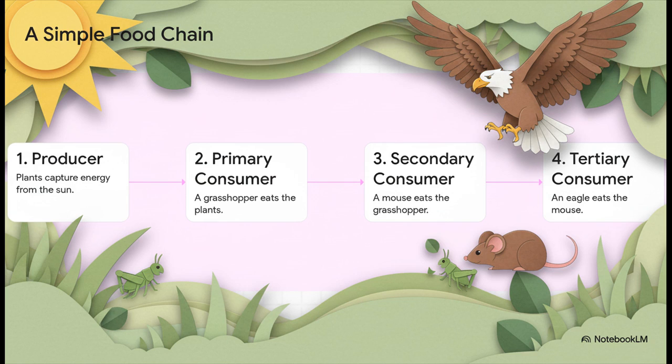Then along comes a grasshopper. That's our primary consumer, and it munches on the plant. Next, a mouse, our secondary consumer, snacks on the grasshopper. And finally, an eagle, the tertiary consumer at the top, swoops down and grabs the mouse. See that? It's a straight line of energy transfer, from one level to the next.